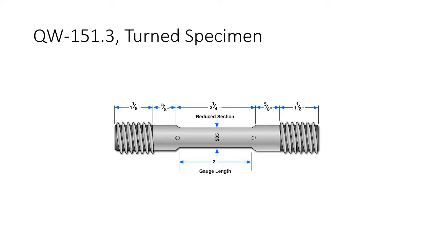Here you can see a turned specimen, QW 151.3. Basically, you're going to take a slice out of the weld. You're going to machine out this little specific specimen. You're going to put it into a tensile tester, and then you're going to pull it. You're going to measure everything, right? It's going to give you an area. You're going to put a certain amount of force on until it ruptures, and then you're going to calculate the tensile strength of this specific specimen.